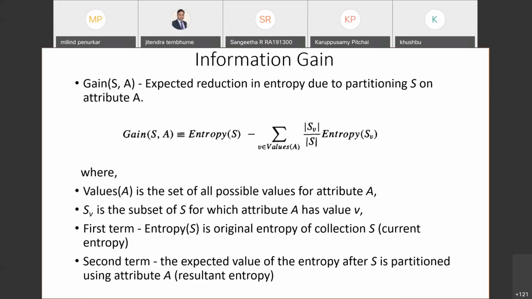Gain(S, A), or the information gain that we would like to calculate, is the expected reduction in entropy. We would like to reduce the entropy. Please note that: entropy should be less, information gain should be more.